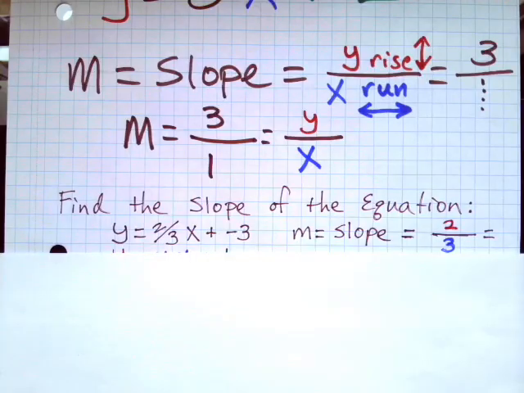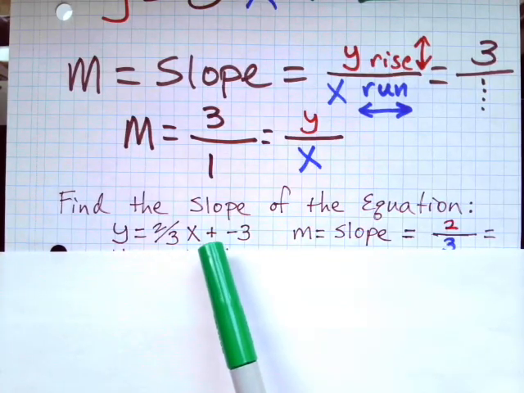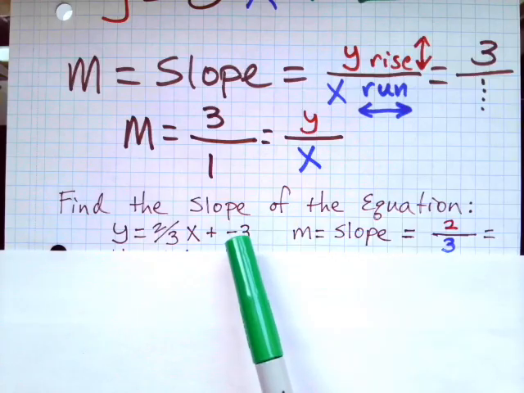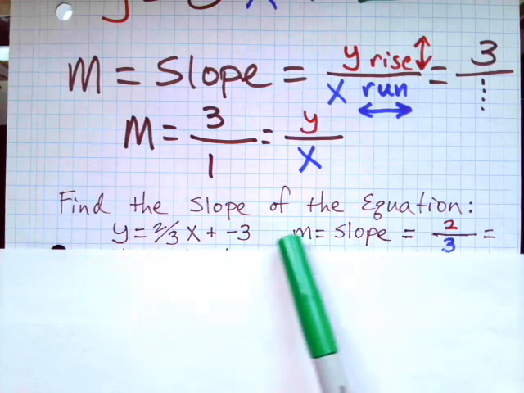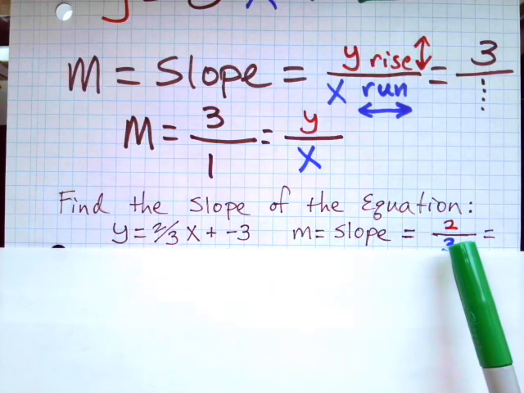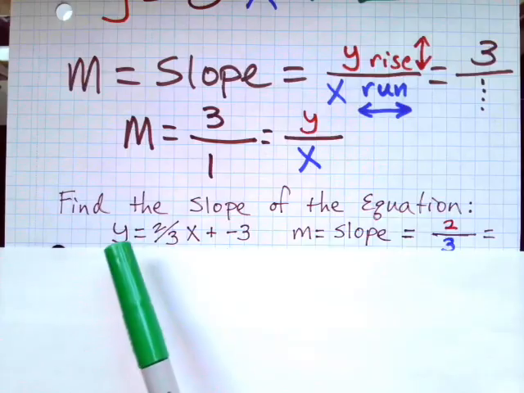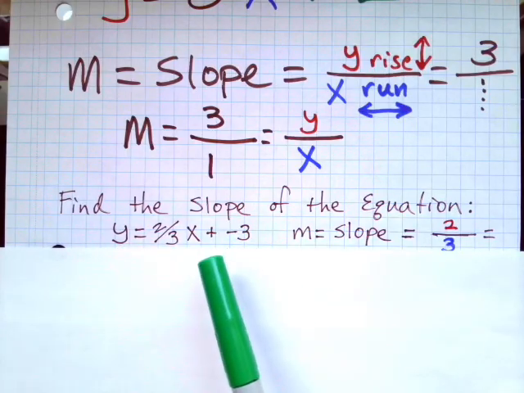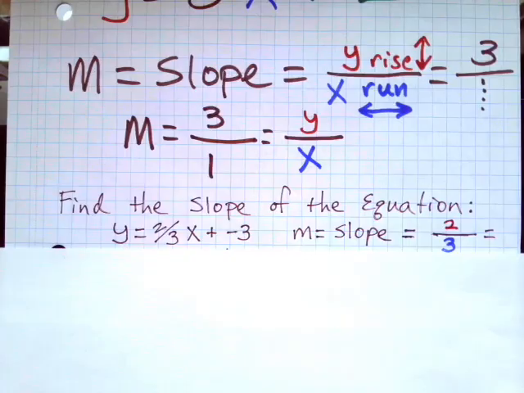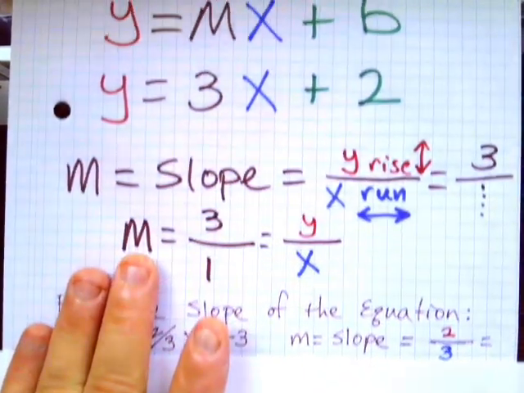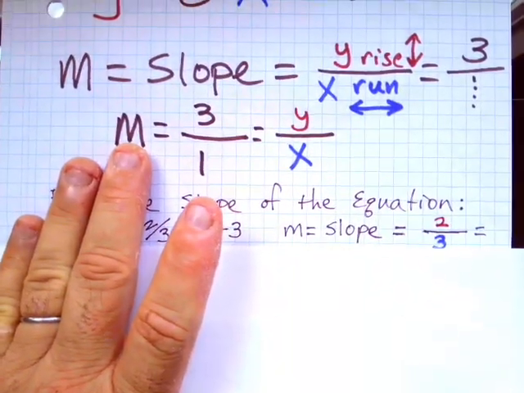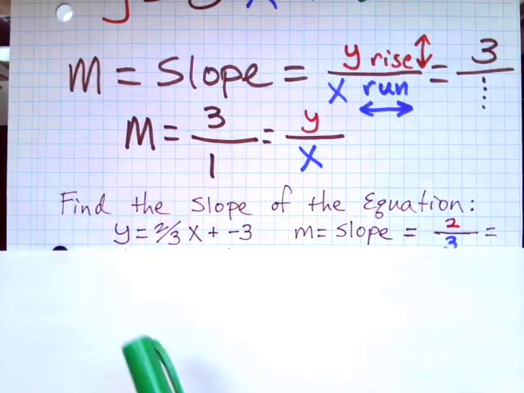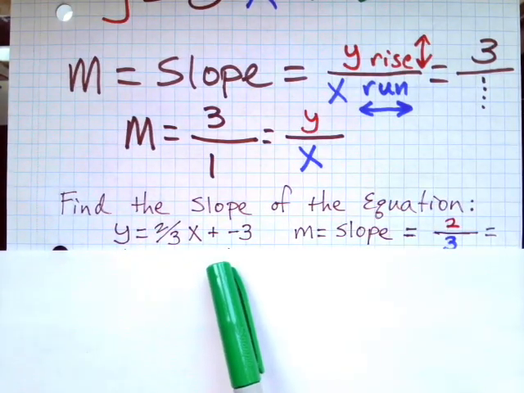y equals 2/3 x plus a negative 3. So in this example, we have a slope equal to 2/3. What is my y-intercept value given this new equation? It's different than the equation from above. y equals 3x plus 2 was the first equation I showed you. I can show that to you again right here. This is another equation. I'm just trying to test your knowledge. So y equals 2/3 x plus a negative 3.